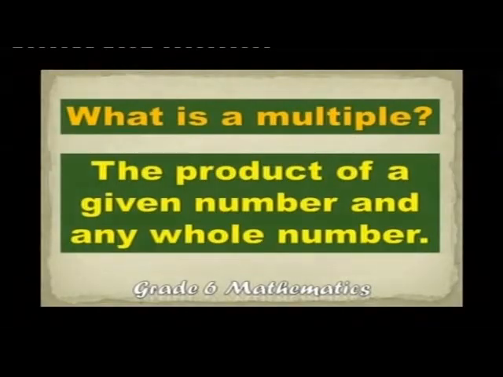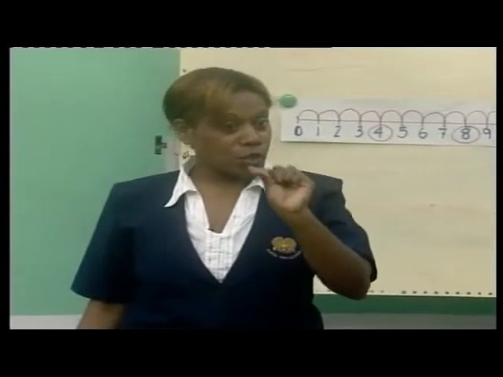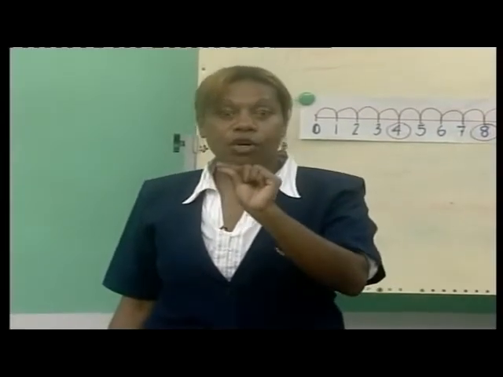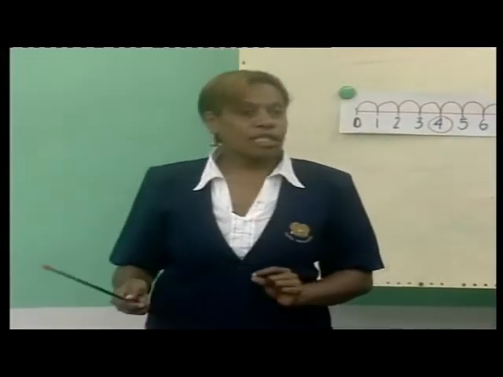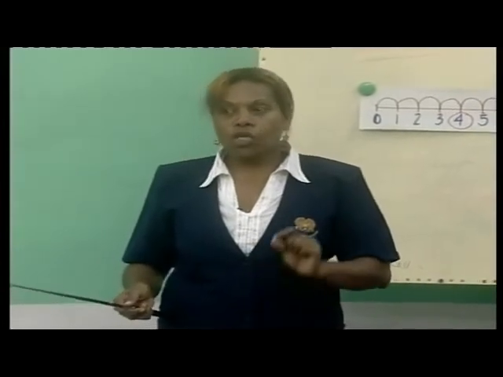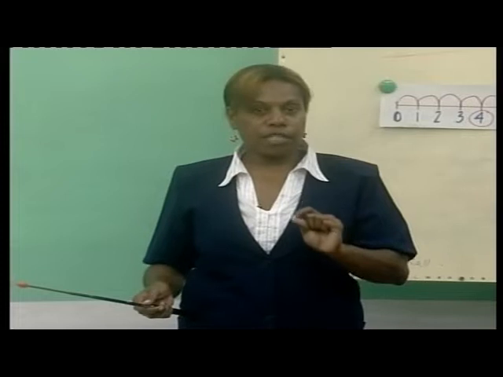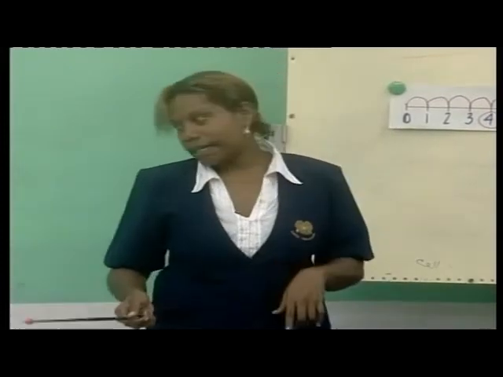So what is a multiple? Class, can you read, please? The product of a given number and any whole number. Okay, the product of a given number and any whole number. Product meaning when you multiply 2 numbers, you get the answer. So the answer is called a product. So for example, what's 4 times 1? 4. So 4 is the product of 4 times 1.